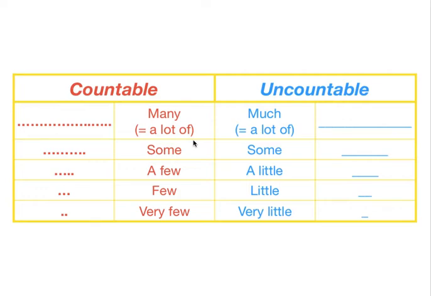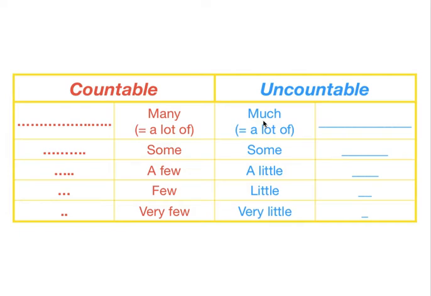To kick off the formal explanation, I'd like to present you with a question. My question is, in this table, which two words or phrases can be used for both countable and uncountable nouns? Those two words are a lot of and some. Okay. When you use these two words, you don't have to think as much because they don't differentiate when it comes to countable and uncountable.